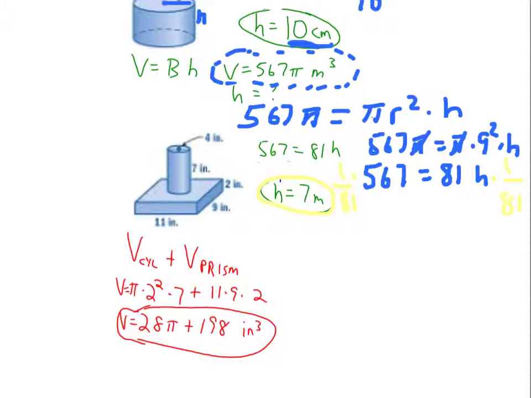The cylinder, it's a little hard to see, has a diameter of 4, so its radius is 2. So that's where this 2 squared comes from. Pi times 2 squared is the area of the base, times the height, which is 7. That's given right there. I have to keep these calculations separate because this has pi and this doesn't, so I leave my volume at 28 pi plus 198 cubic inches.